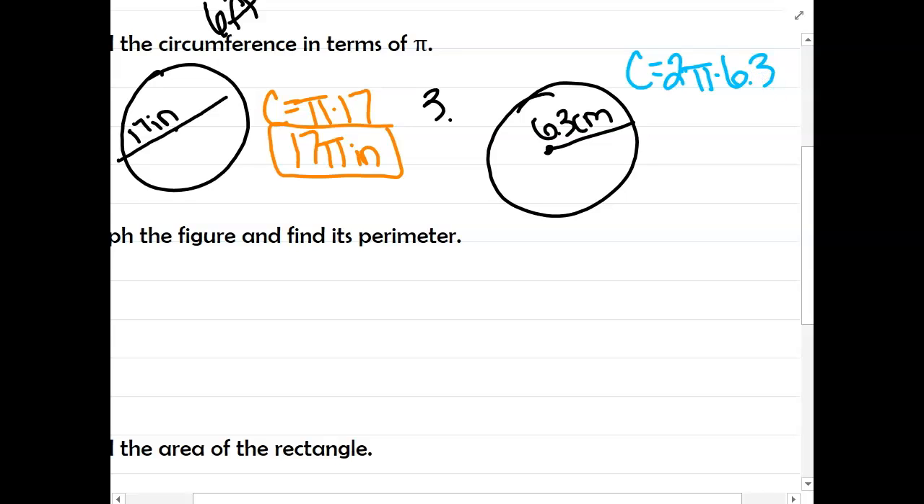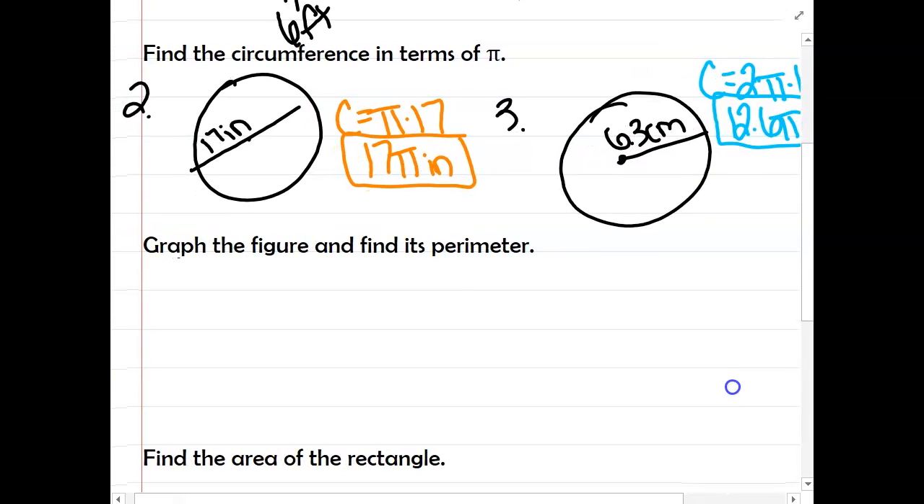Now, I don't want to take 2 times pi to estimate that, but to make this a little bit simpler, I can take 2 times 6.3, and you get 12.6. We want to write it in terms of pi, so we're going to leave the pi as it is. And once again, circumference is a distance, so it's just going to be centimeters. So it'd be 12.6 pi centimeters. Questions on circumference?